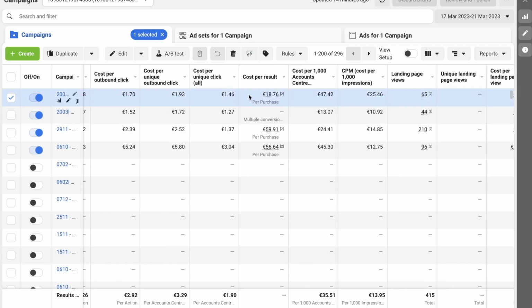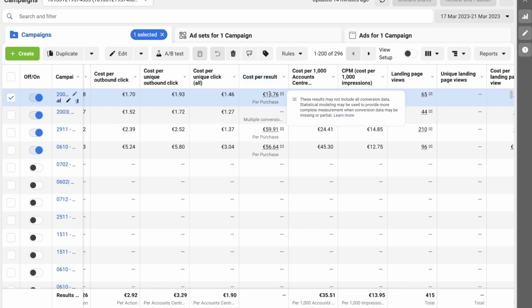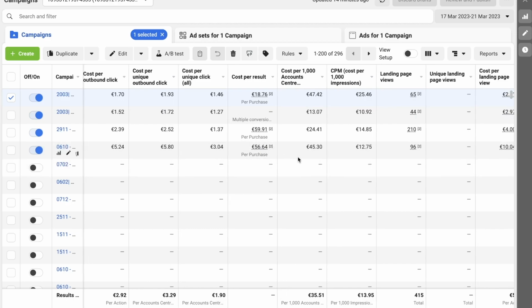And then you see that here I already see my results. If you run purchase conversion campaigns, your cost per result is always your CPA, which is the cost per purchase. Here 18 euros, here almost 60, here 60, 56. And this is shown here. It doesn't need to be shown here. You can show it later, or you can just look at the CPA of conversion purchase price.